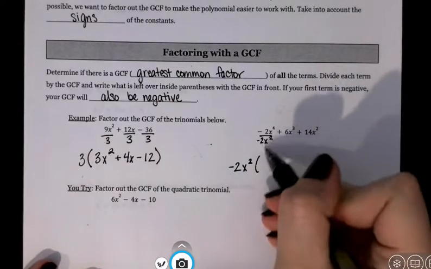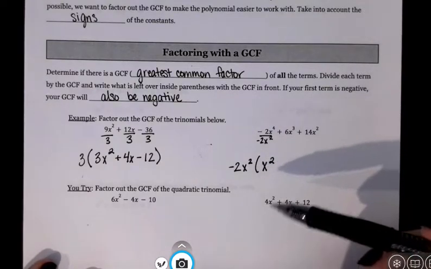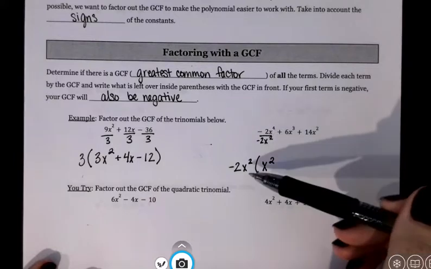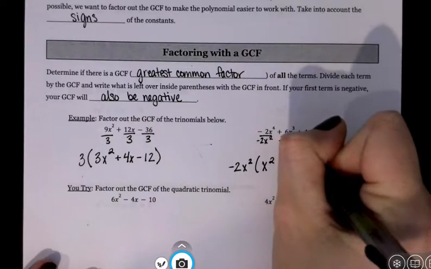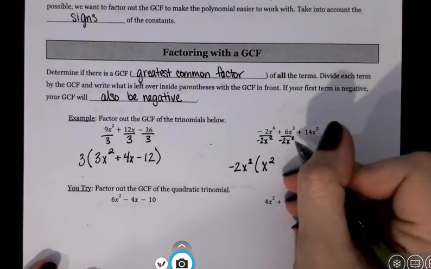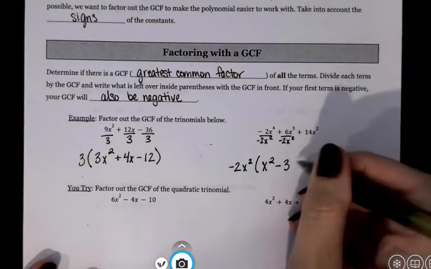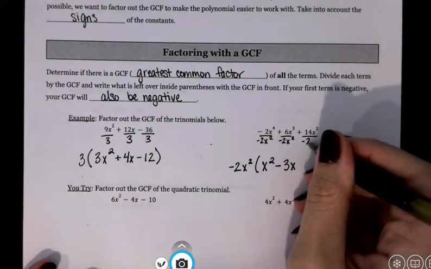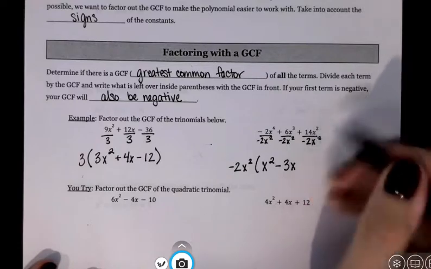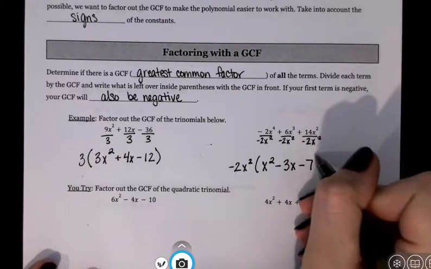When I divide the first term, I'm left with x squared because my negative 2's will cancel, leaving me with a positive 1, which I'm not going to write down. And then x to the 4th, I took x squared out, so I still have x squared. Then I can divide this by my GCF. Positive 6 divided by negative 2 is negative 3. I had x cubed. I'm dividing by x squared, so I have 1x left over. Then my last term, I'm also dividing by negative 2x squared. Positive 14 divided by negative 2 is negative 7. X squared divided by x squared means those are gone, and I am done.